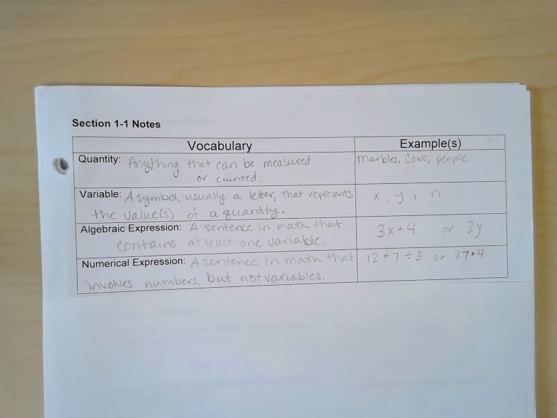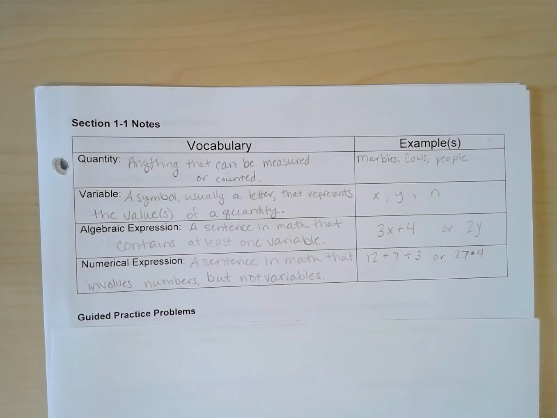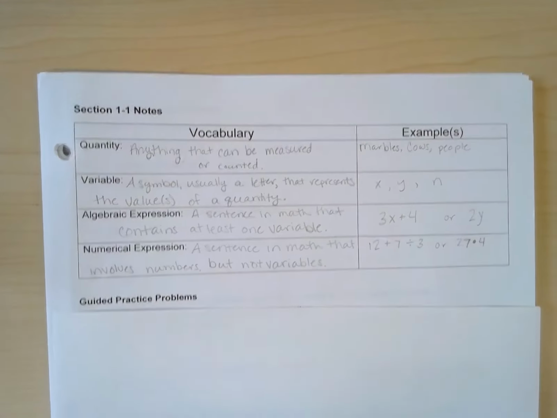Next, we have a numerical expression. This is a sentence in math that involves numbers, but not variables. So you might have 12 plus 7 divided by 3, or 27 times 4. All of those mathematical sentences do not have a variable, so they're called numerical expressions. Next, we'll start with some actual guided practice problems.